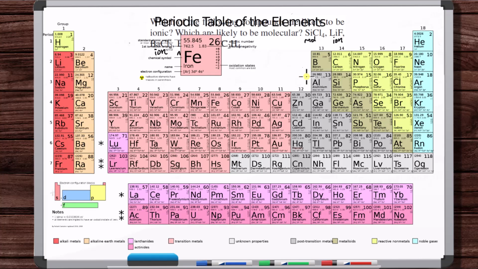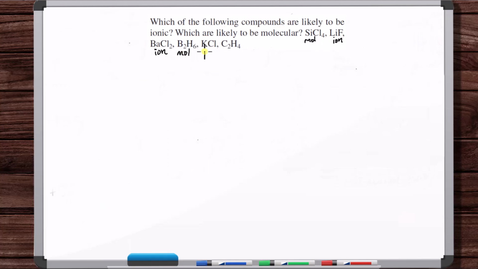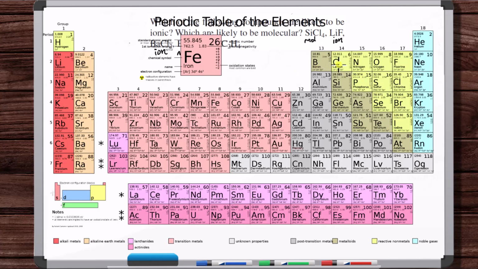KCl, here's K, here's Cl. So ionic. C2H4, again, that's kind of like the boron, right? It's going to be molecular.